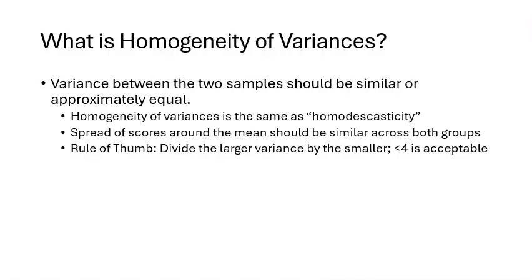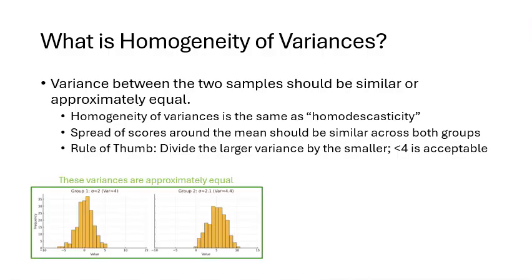So just some terms before we look at some images. Homogeneity of variances means the same thing as you might see it written sometimes as homoscedasticity. So if you ever run into this word, you know that it means the same thing as homogeneity of variance or equality of variances. They all mean the same thing. The assumption is that the spread of scores around the mean should be similar across both groups. And the rule of thumb is if we divide the larger variance by the smaller and we get a number less than 4, we're probably okay. But that's just a rule of thumb. We're always going to test it a little further. So looking at this example, here we can see group 1 and group 2.